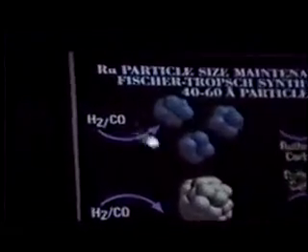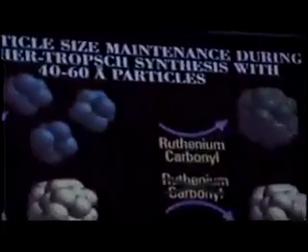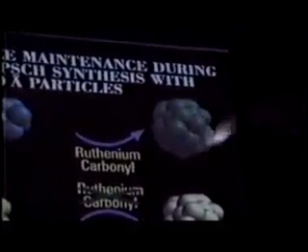Now, this slide indicates that when you have ruthenium in highly dispersed forms, ruthenium forms the volatile ruthenium carbonyl species, which causes ruthenium migration, which causes agglomeration and ruthenium loss from the catalyst. And when ruthenium is in the form of 40 angstrom particles, this doesn't occur. We do not see ruthenium carbonyl formation.